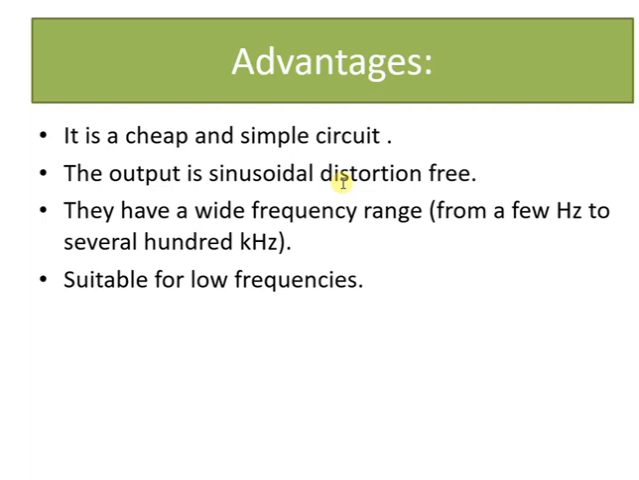The output is sinusoidal, that is quite distortion free, because we are trying to keep the value of the amplifier gain closer to 29 to satisfy the Barkhausen criteria. And they have a wide range of frequency of operation, which is ranging from a few hertz to several hundred kilohertz, and it is particularly suitable for low frequencies of the order of 1 hertz, as these frequencies can easily be obtained by using R and C of large values.